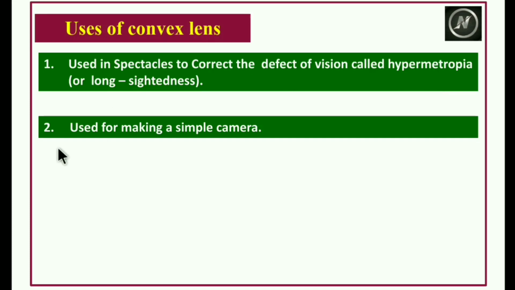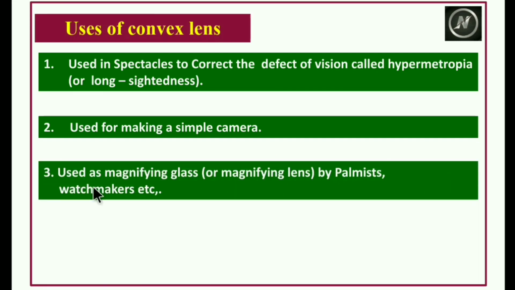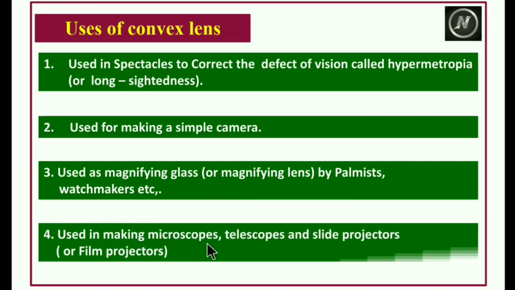Second one, convex lens used for making a simple camera. Third one, convex lens used as magnifying glass or magnifying lens by palmists or watchmakers, etc. Convex lens used in making microscopes, telescopes, and slide projectors or film projectors. These are some of the uses of convex lens.